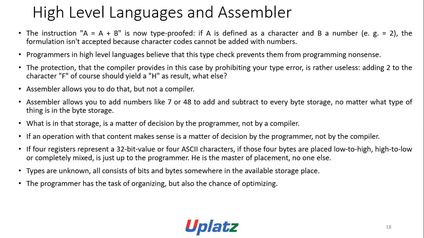Assembler allows you to add numbers like 7 or 48 to, and subtract from, every byte storage, no matter what type of thing is in the byte storage. What is in that storage is a matter of decision by the programmer and not by a compiler. If an operation with that content makes sense, it is a matter of decision by the programmer, not by the compiler. If your registers represent a 32-bit value or 4 ASCII characters, whether those 4 bytes are placed low to high or high to low or completely mixed is just up to the programmer. He is the master of placement, no one else.